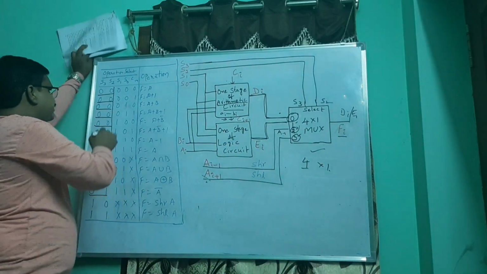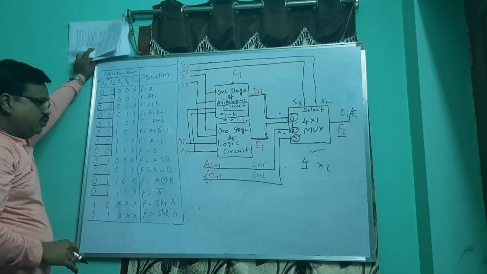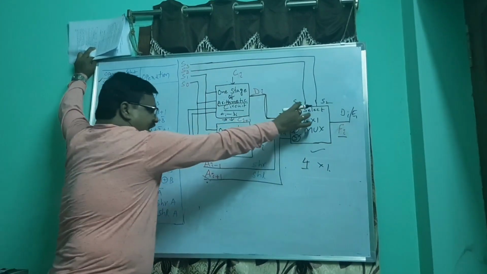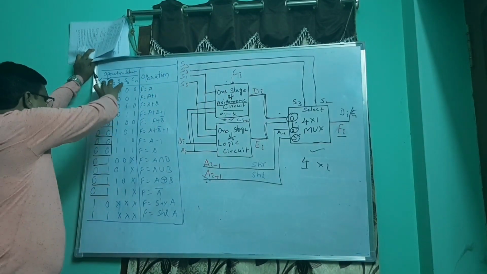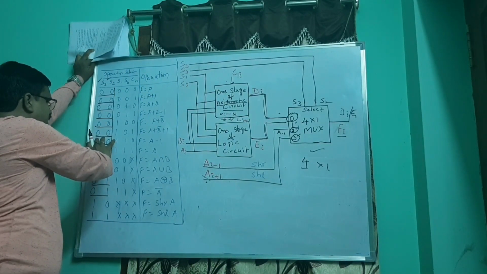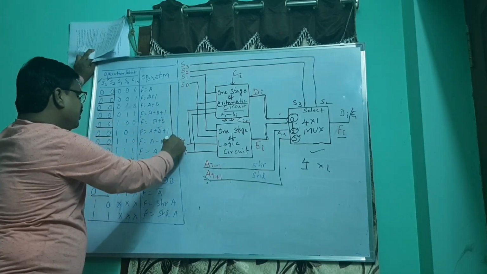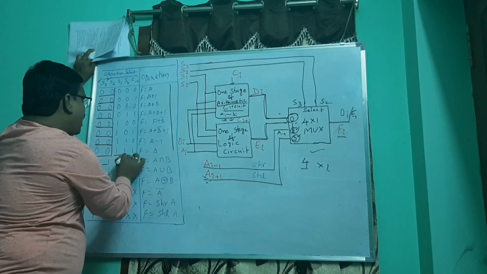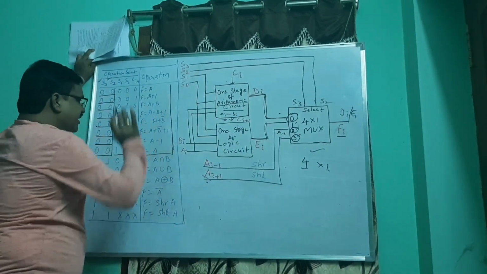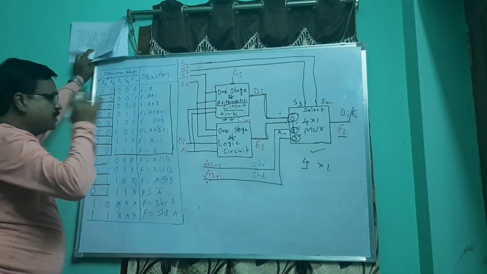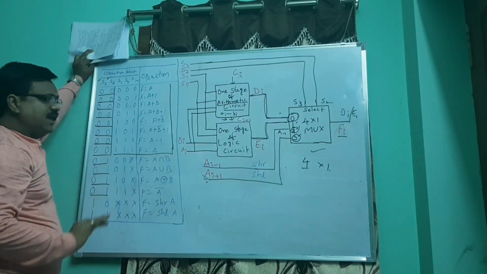So just see here. Now, these two, S3 and S2, are meant for selecting any of these 4 inputs. So when all these S3 and S2 are zeros, we assume that arithmetic circuit. So up to this part, that multiplexer will be acting as an arithmetic unit. That multiplexer is taking this 0th input and acting as an arithmetic unit.